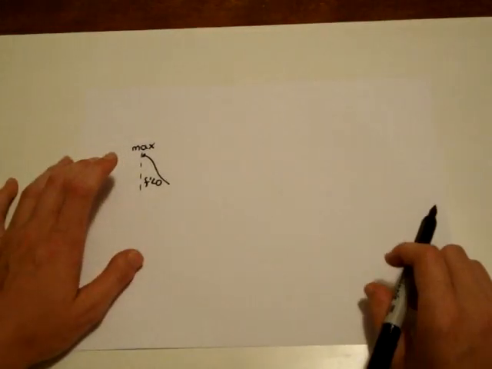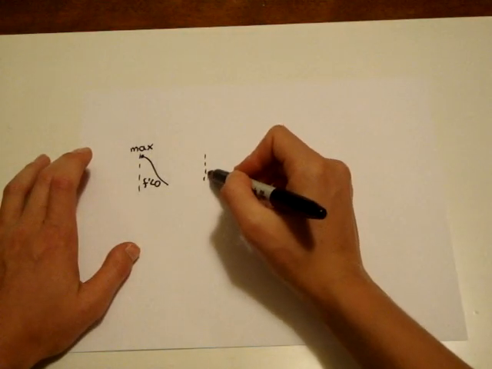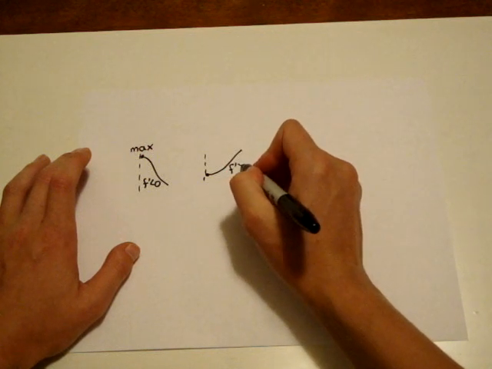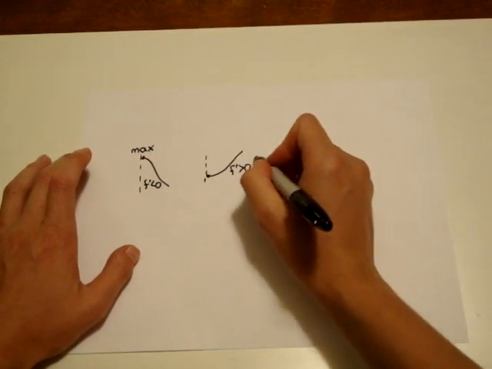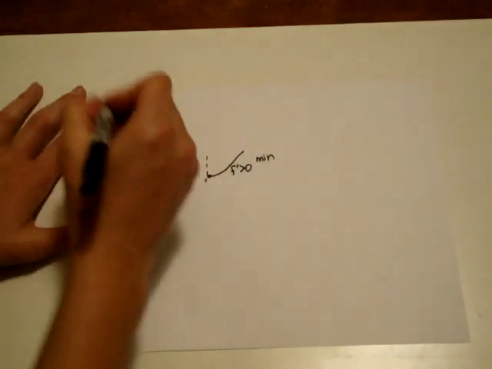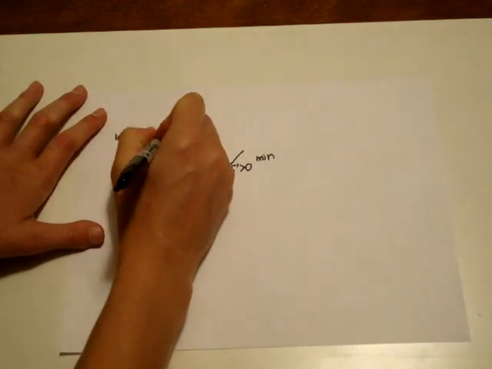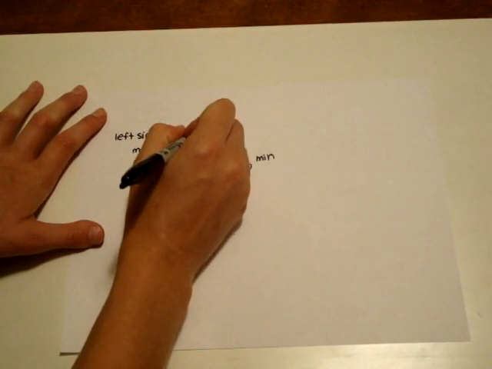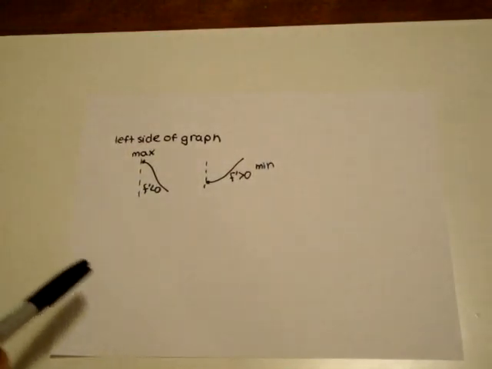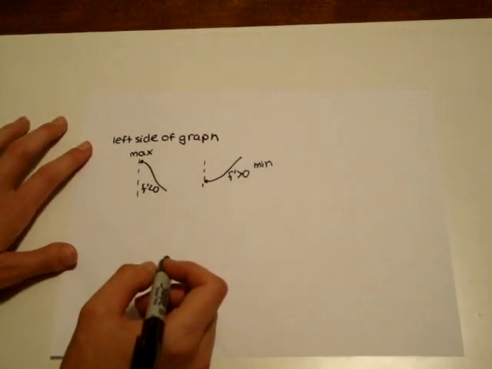And then if we're still on the left side of the graph, this is the end of our graph, this is our point, and it goes up this way, this means that f prime is greater than 0, so this would be a min. This is for the left side of the graph. And like I said, this is in the book, but I just want to make sure that we touch on it because it may come up in some of your problems.